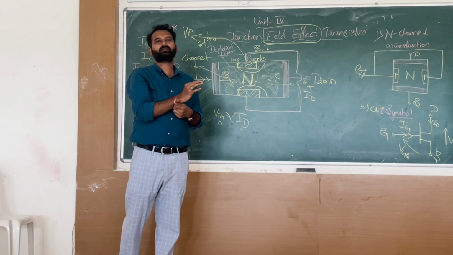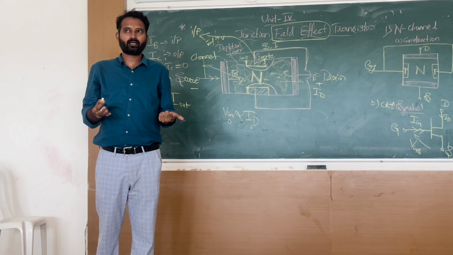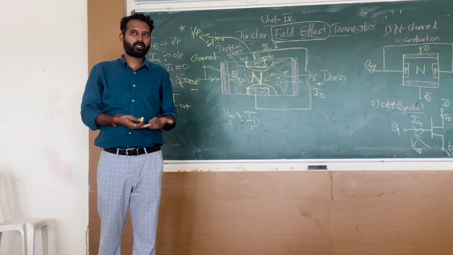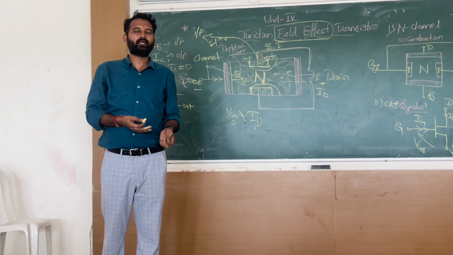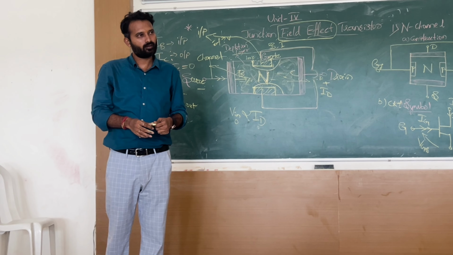Clear? Understandable? I will repeat one more time. In a bipolar junction transistor, base current is directly proportional to collector current. IB is directly proportional to IC. That's why it is a current controlled device. You can control the current. You can't control the voltage. Current can be controlled. That's why it is a current operated, current controlled device.